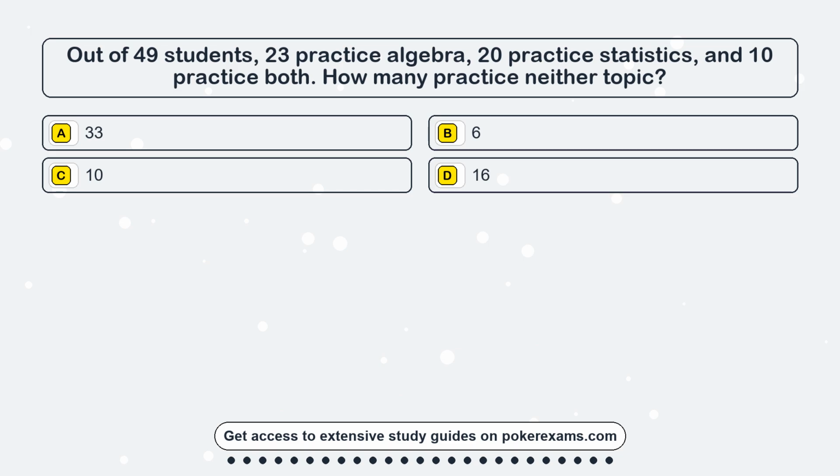Question 24. Out of 49 students, 23 practice algebra, 20 practice statistics, and 10 practice both. How many practice neither topic? Option A 33. Option B 6. Option C 10. Option D 16.